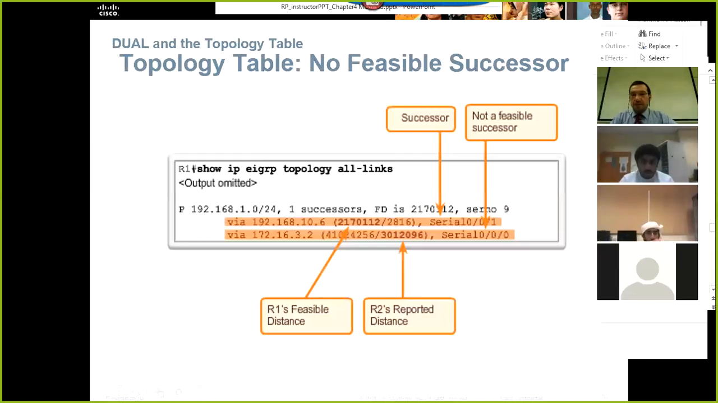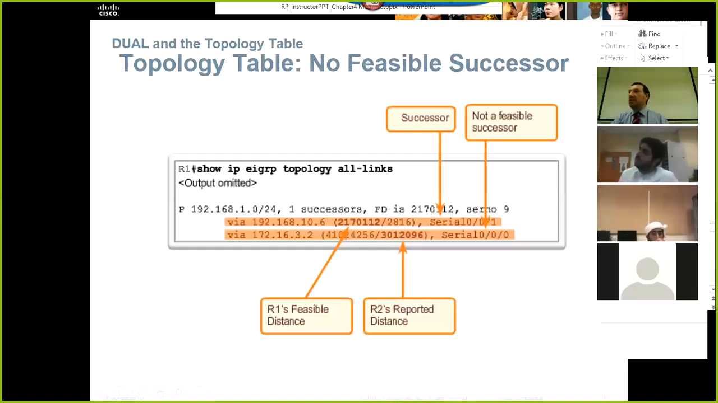Now, what is the second one? Why do I have two? This is very similar to the situation I was talking about. Let's say Mansour is 192.168.1.0. Let's say Mansour, this is Mansour.